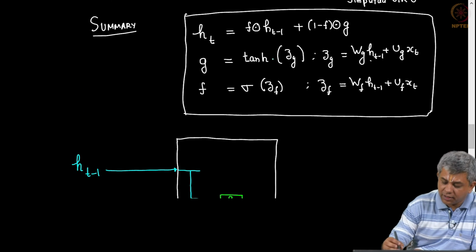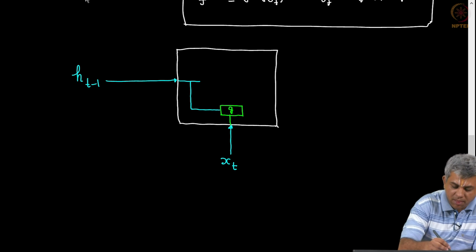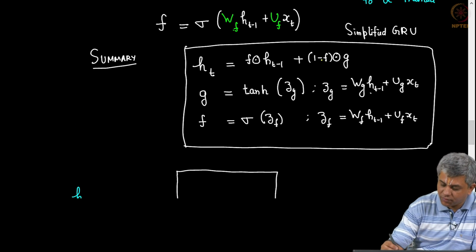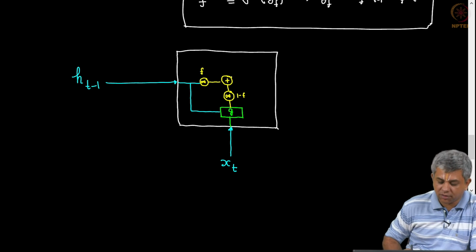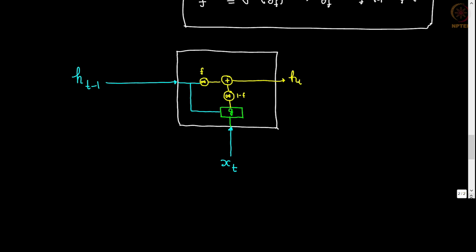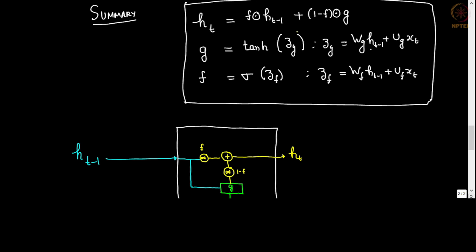So, if you take tanh of Zg, you get G. Okay. Now, from G, you go a little bit further, there is a valve which is multiplied by 1 minus F. Similarly, from Ht minus 1, there is a valve which is F. Go further, add the two together, and what comes out is Ht. Okay. This is the straightforward figure expressing all this here.